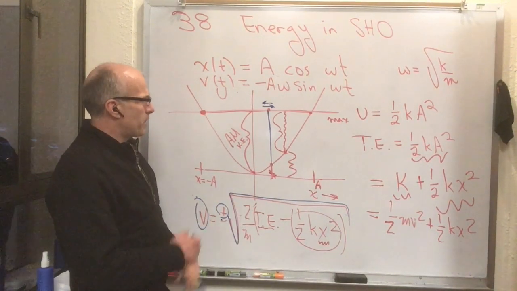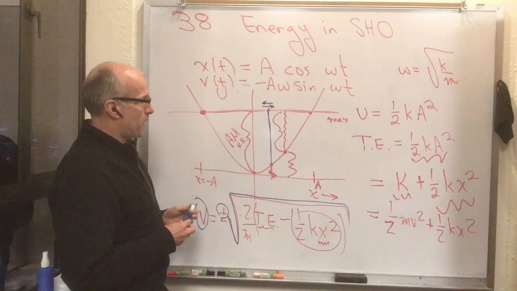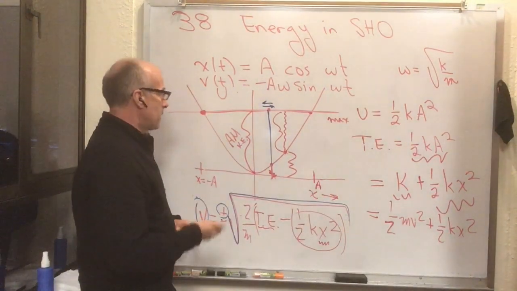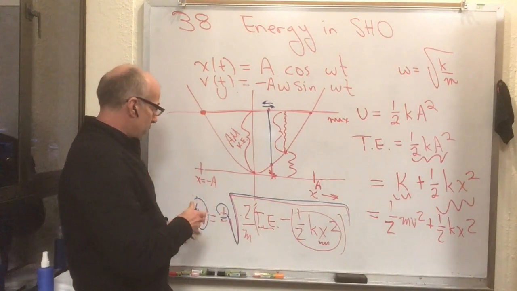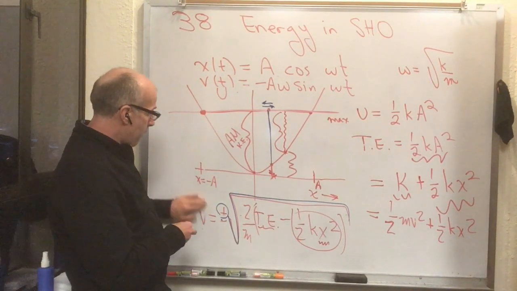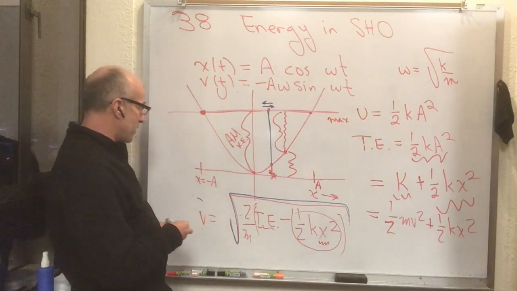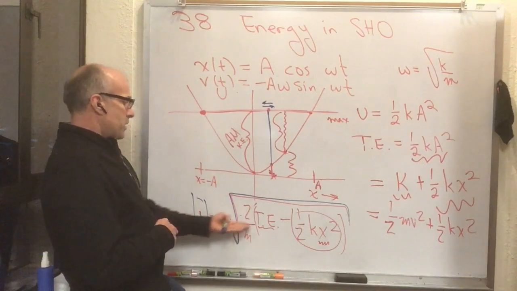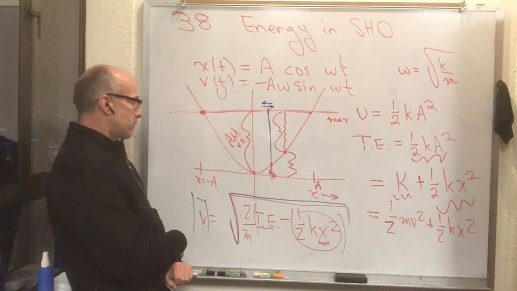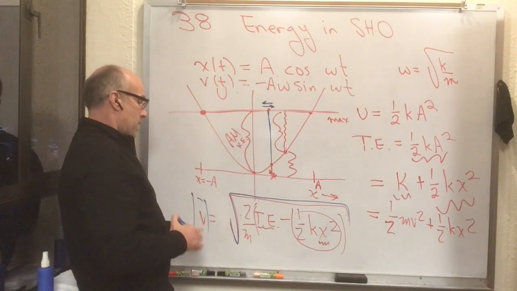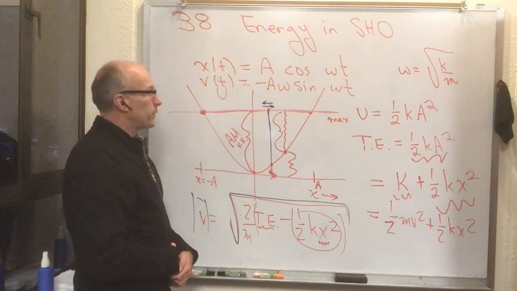So a kind of a nice feature of the fact that we've solved this problem and that total energy is conserved is you can tell how fast it is. If you wanted to ask what the speed was instead of what the velocity was, you don't even need the plus or minus, that's just the speed. You can tell how fast it is going, not whether it's going left or right, but you can tell how fast it's going by just computing that.